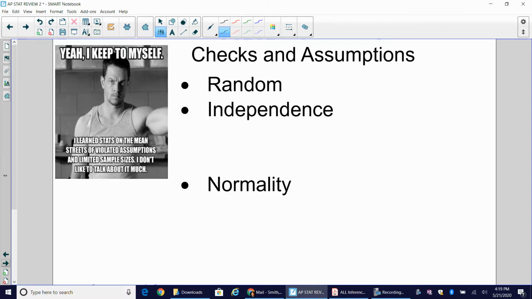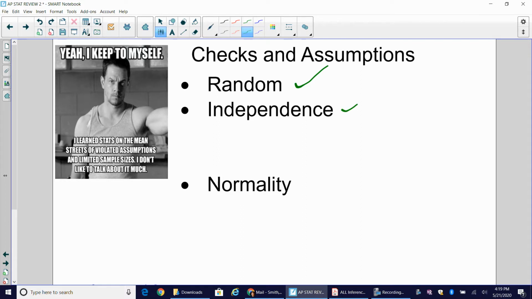Now, regardless of whether you're working with categorical or quantitative data, you're looking for three things in order to run a significance test or construct a confidence interval. You need to have a random sample, or if you're looking at an experiment, random assignment of the treatments. You also need independence. This is independence between the trials.